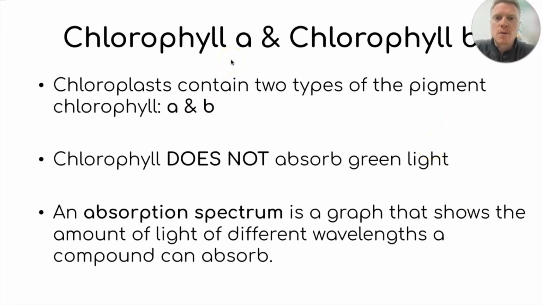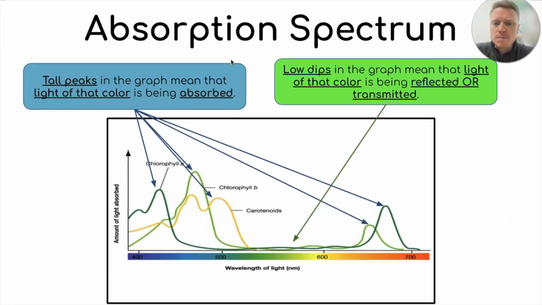And so there are two types of chlorophyll in plants. There's chlorophyll A and chlorophyll B. Both of them absorb light, just like we discussed, but they absorb slightly different wavelengths. Remember, they do not absorb green light, and we can look at something called an absorption spectrum to see what wavelengths of light they absorb. So here is a picture of the absorption spectrum, and we can see we've got these different lines on the graph here.